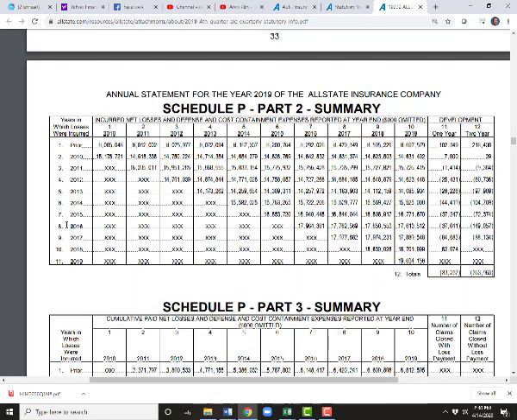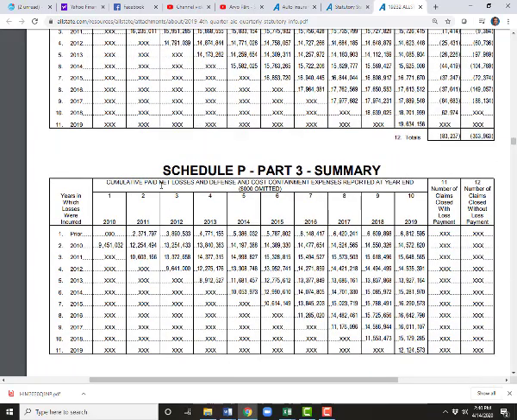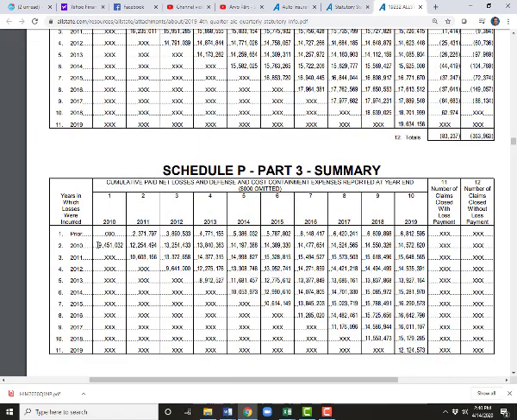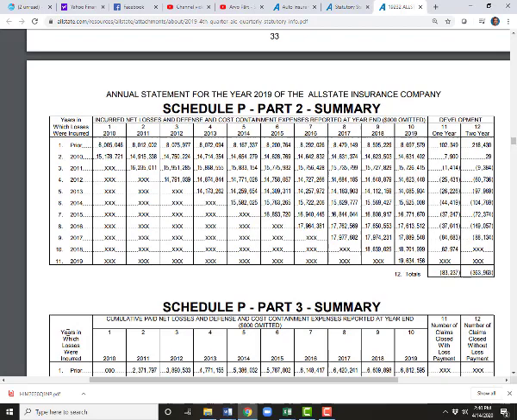All right, so what does this have to do with Schedule P? So let's look at Schedule P. Schedule P is how much has been paid. So Schedule P Part 3 is the paid losses. Schedule P Part 2 is the total losses. All right, so this is everything we expect to pay, $15,178,000,000. As of 2010, they had paid $9,451,000,000.